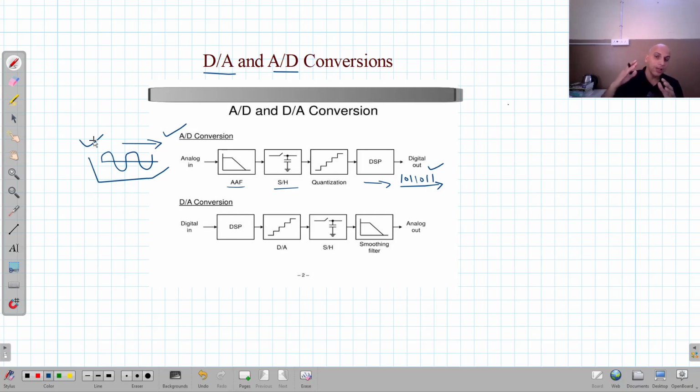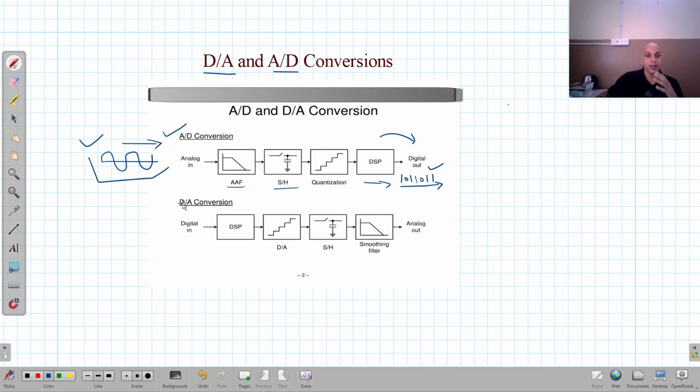So first of all, if we want to process this information by digital processors, then we have to convert it into the corresponding digital format. Now this is converted into the corresponding digital format.